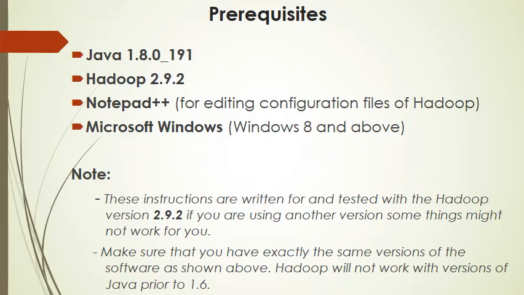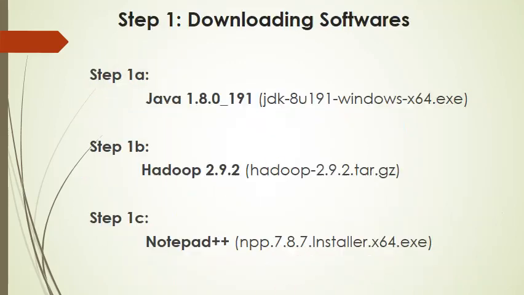The prerequisites for this installation are Java 1.8.0_191, Hadoop 2.9.2, Notepad++. We require this software for editing configuration files of Hadoop, and Microsoft Windows operating system version 8 and above. Note that these instructions are written for and tested with Hadoop 2.9.2, so the Java is very specific to this version of Hadoop. So make sure that you have exactly the same versions of software as shown above. Hadoop will not work with versions of Java prior to 1.6.